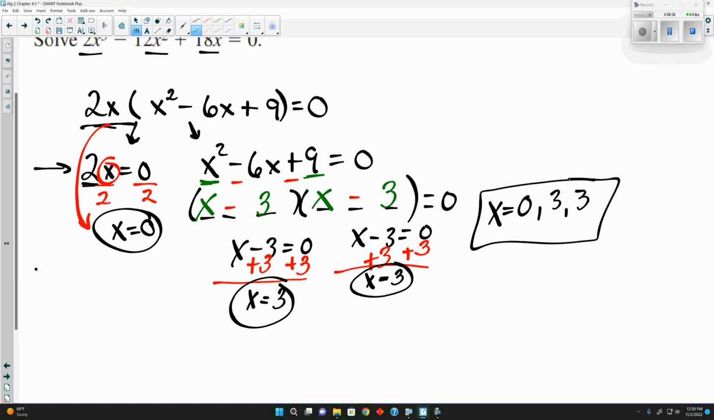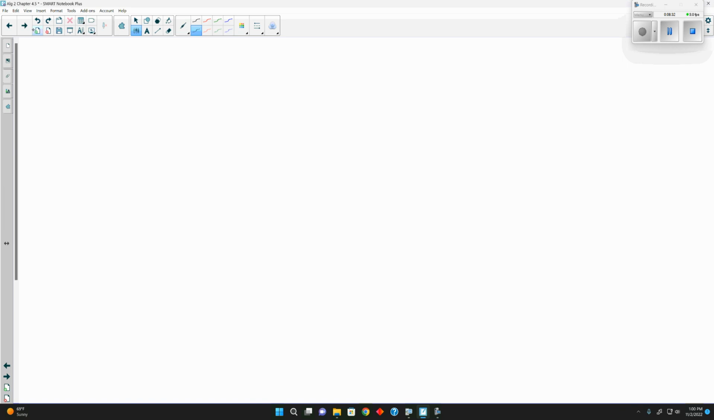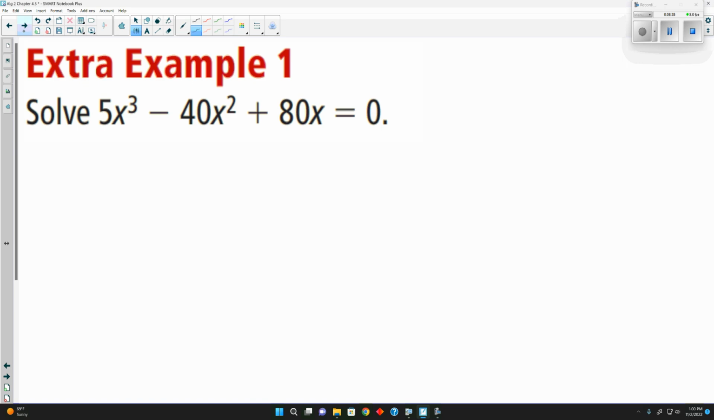Any questions on any of this here? Greatest common factor. Yes. And we can factor that out of all three terms. So if we factor 5x out of 5x cubed, we're left with x squared minus. If we factor 5x out of negative 40x squared, we're left with 8x plus. 5x factored out of 80x, which is going to be just 16.